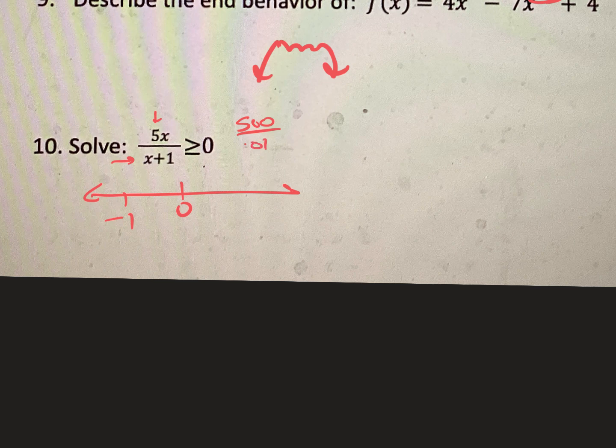100 plus 1 is 101. I don't care what that value is. It's positive, which means everything over there is positive. That's minus, that's plus. I'm looking for greater than 0, which is positive. So I'm looking for my plus signs. One plus sign is between negative infinity and negative 1.